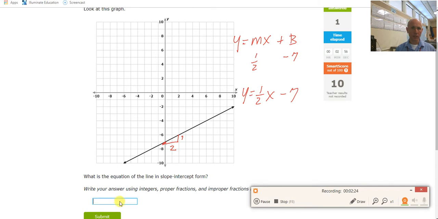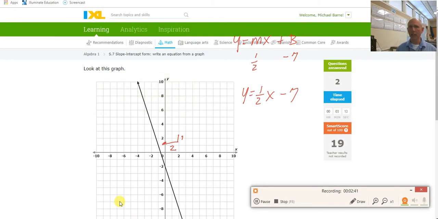Okay, let's get that in there. Y equals integers, proper fractions, and oh, is it going to allow 1/2? Yeah, let's see what happens. 1/2 x minus 7. Is it going to accept that? Yeah, okay, it accepted it. I'm not in love with that because it's weird.